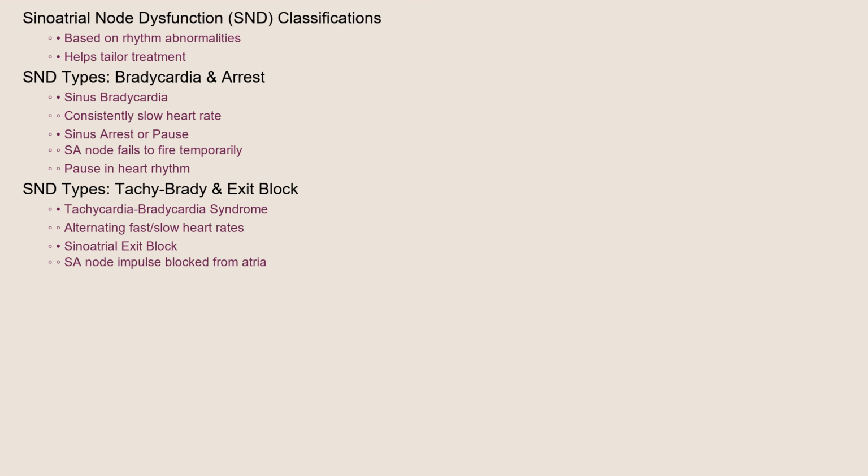Sinoatrial node dysfunction can be classified into several types based on the specific rhythm abnormalities. Sinus bradycardia, where the heart rate is consistently slow, is one type. Sinus arrest or pause occurs when the sinoatrial node fails to fire for a period, resulting in a pause in the heart rhythm. Tachycardia-bradycardia syndrome involves alternating periods of rapid heart rates and slow heart rates. Finally, sinoatrial exit block happens when the electrical impulse generated by the sinoatrial node is blocked from reaching the atria. These classifications help doctors understand the specific nature of the dysfunction and tailor treatment accordingly.